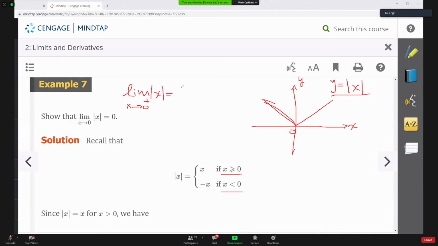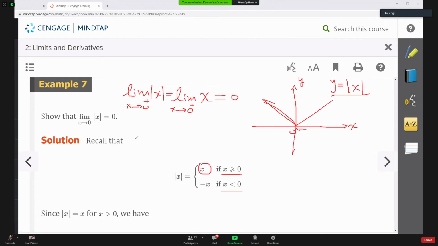Equal to the limit as x approaches 0 from the right side. Now, x going to 0 from the right side means what? x is positive, so the function becomes x. Now you can see that as x goes to 0 from the right side, the y value will go to 0. So the answer is 0. We have found that the right limit is 0.